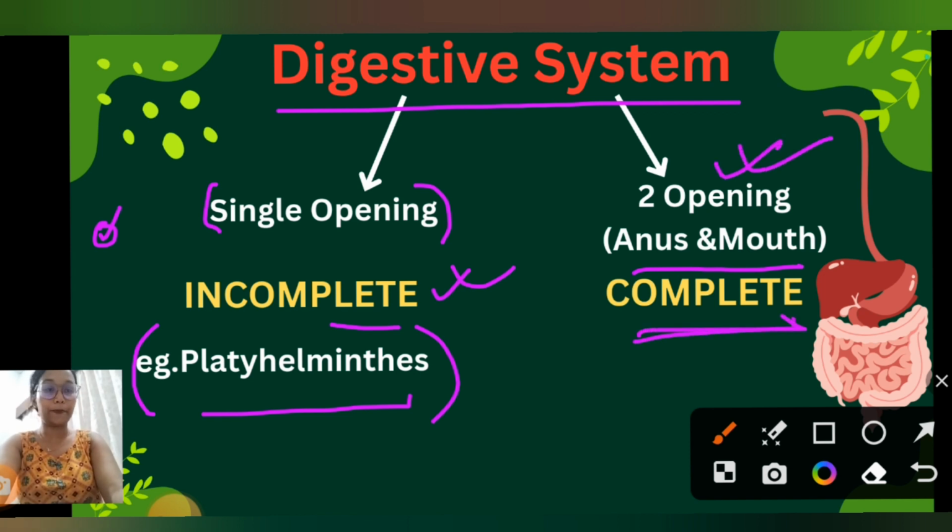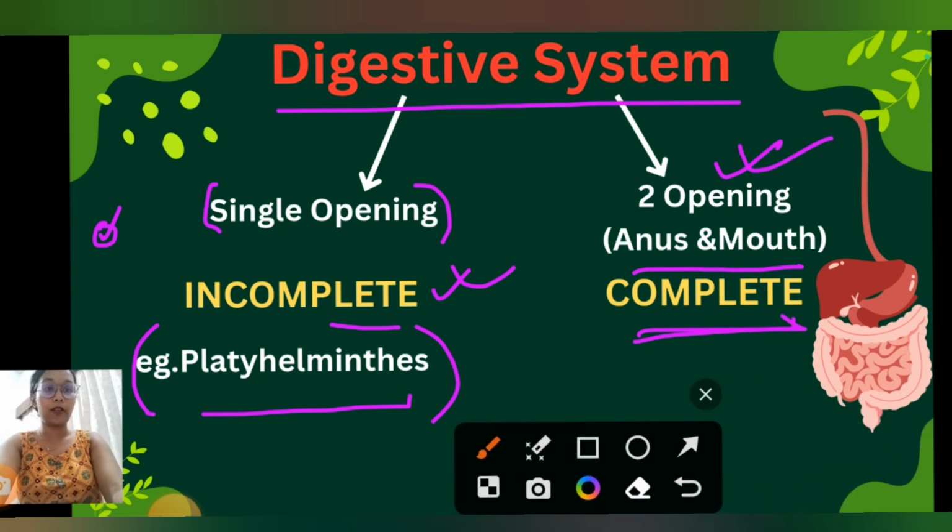So this is the digestive system we have. This is our mouth, where we ingest food, and the anus, where the waste material goes out. So the digestive system is of two types. One is the incomplete digestive system, one is the complete digestive system. The incomplete digestive system we can see in platyhelminths. Is it clear?